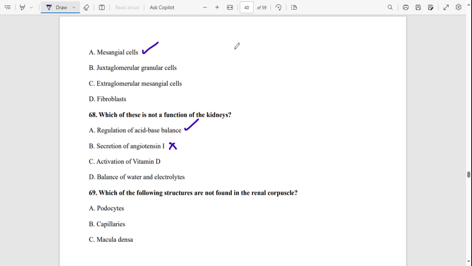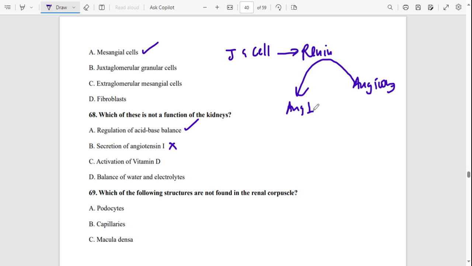What happens is that if there is a fall in blood pressure, it is going to be noticed by juxtaglomerular cells, and the juxtaglomerular cells are going to produce renin. And the liver produces what is known as angiotensinogen. Angiotensinogen now will be converted by renin to angiotensin 1. Where is angiotensinogen produced? In the liver. Angiotensin 1 will also be converted to angiotensin 2.